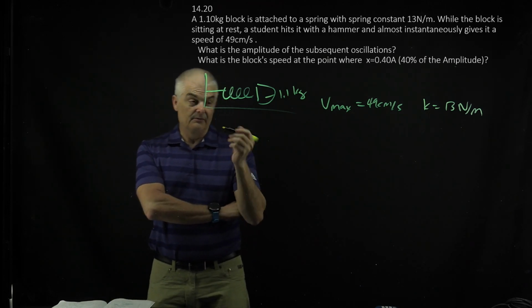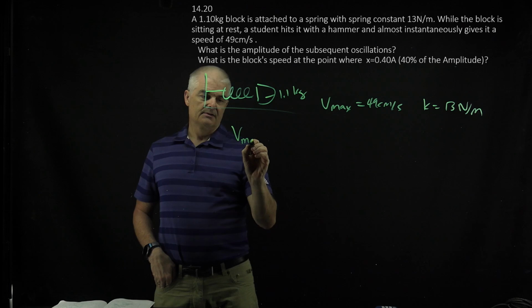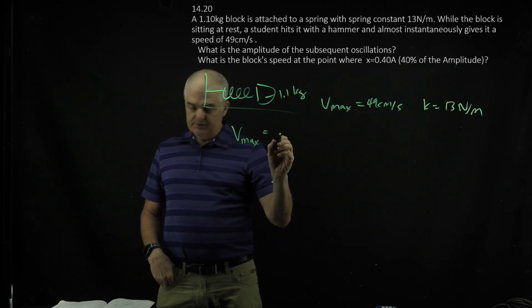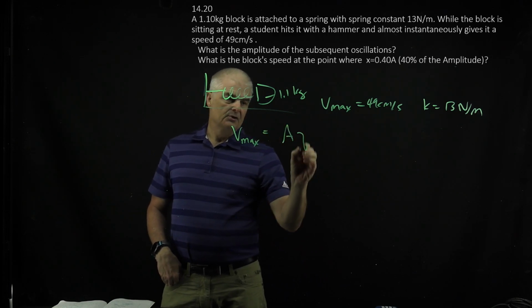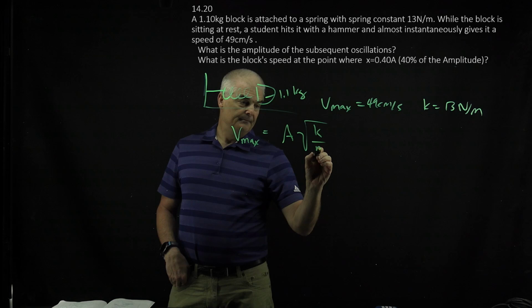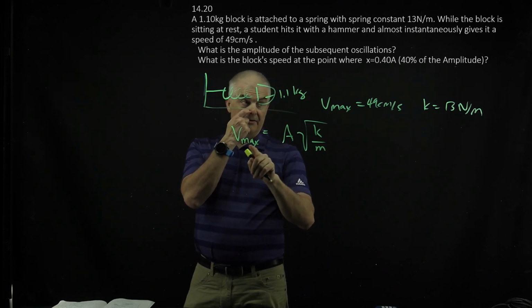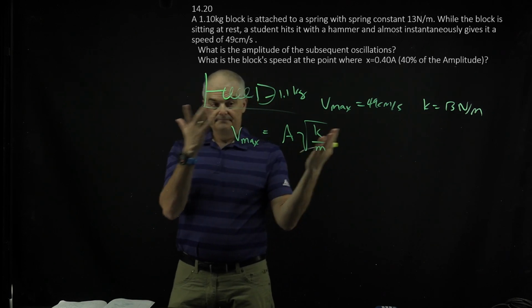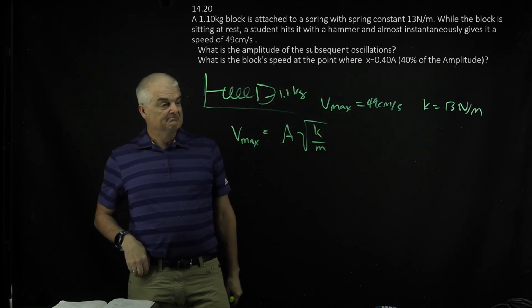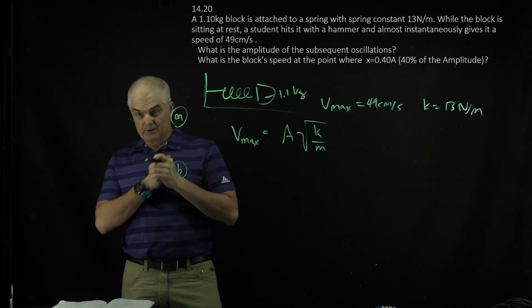Now the equation for V max in a spring system, so this is the easy part, is equal to A square root of K over M. We know K, we know M, and we know V max, so we can find A. So you solve for A. That's easy. So question A is easy. Question B is hard. Okay, let's talk about question B.